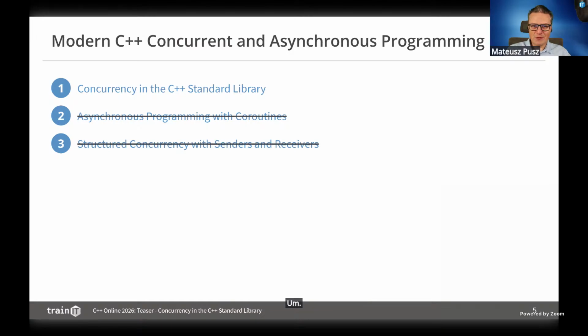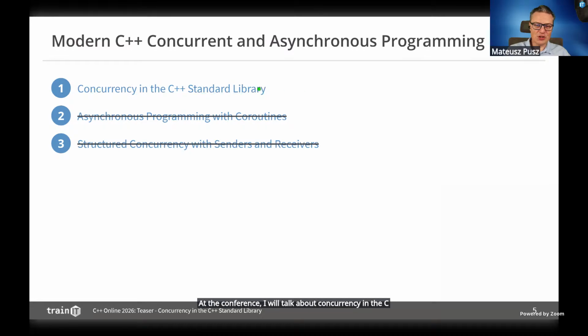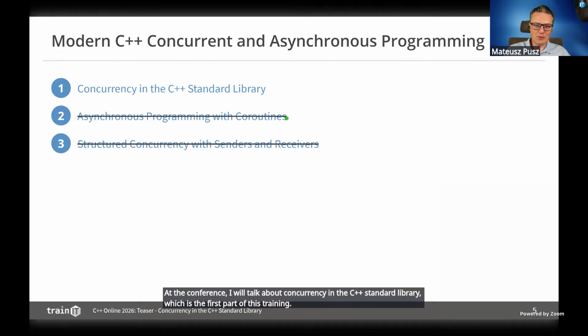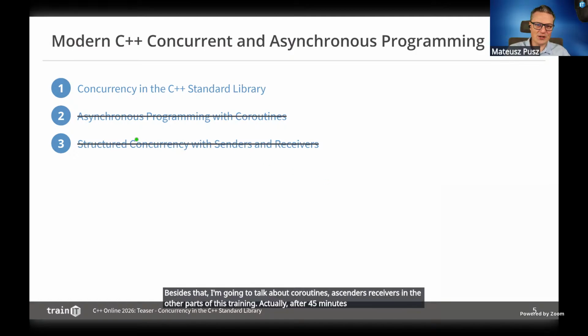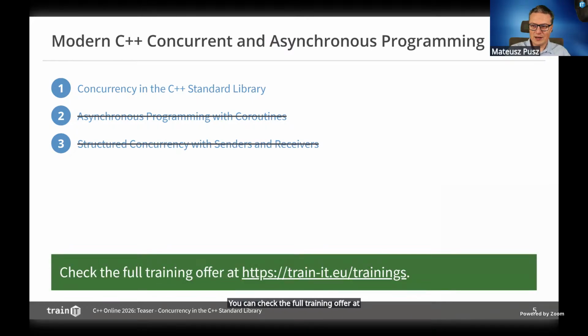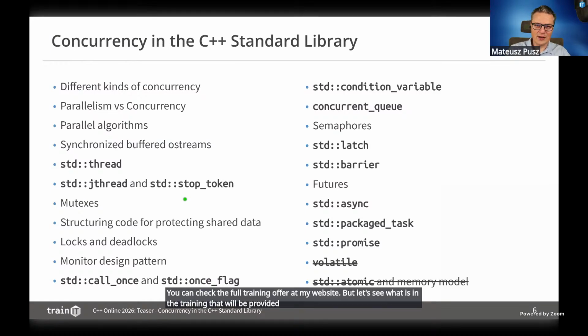The training I'm going to provide at this conference is actually a part of my longer 4-day training called Modern C++ Concurrent and Asynchronous Programming. At the conference, I will talk about concurrency in the C++ standard library, which is the first part of this training. Besides that, I'm going to talk about coroutines and senders/receivers in the other parts of this training. Actually, after 45 minutes, I'm going to provide another teaser for the third part of this training. So you're going to have a teaser for part 1 and part 2 if you stay longer and see both of them. You can check the full training offer at my website, but let's see what is in the training that will be provided at this conference later on.